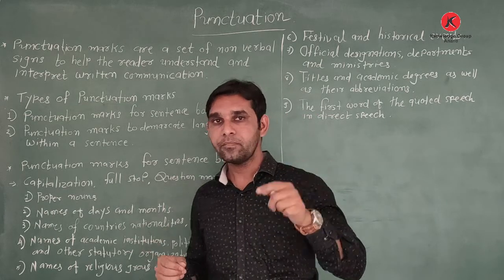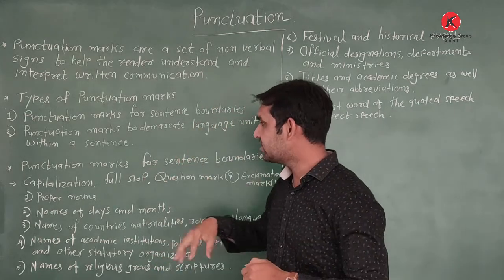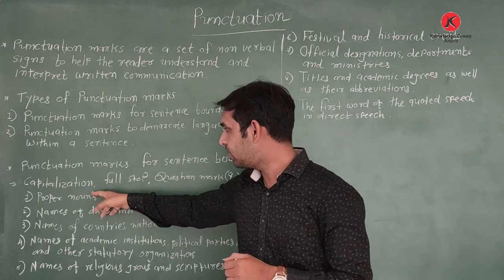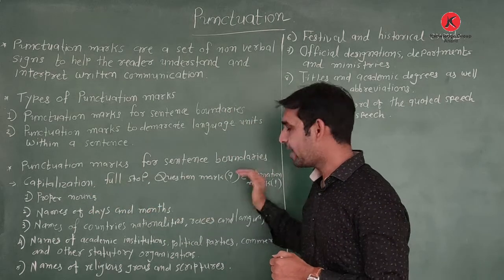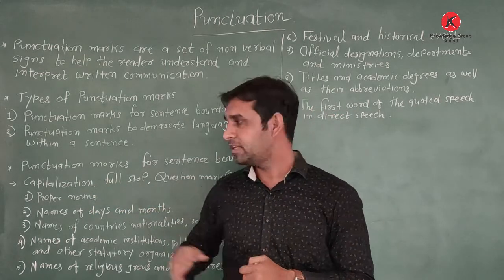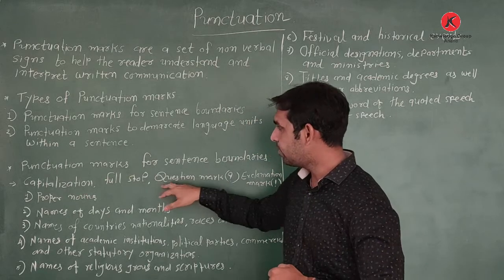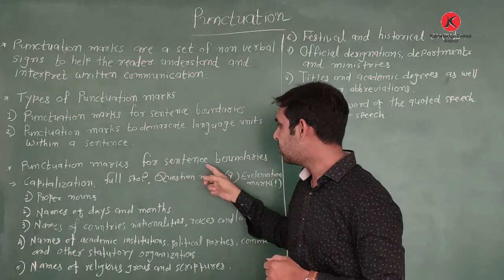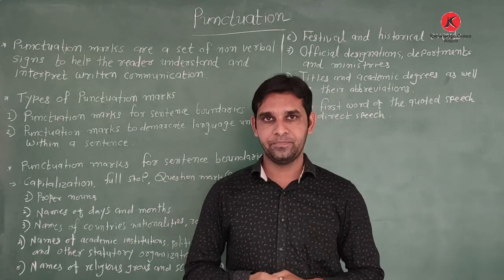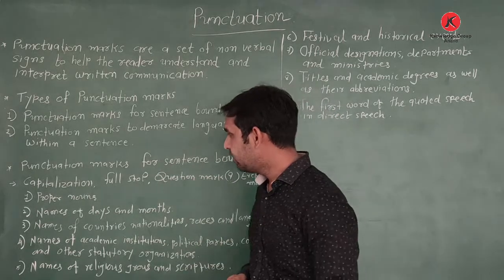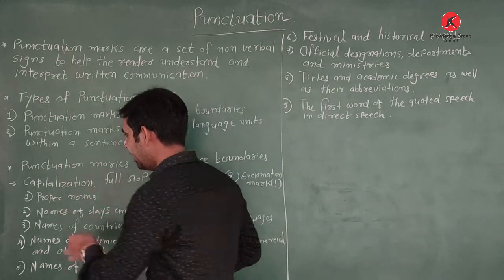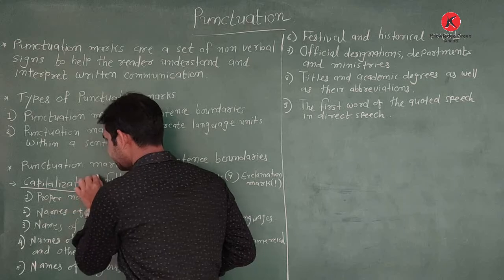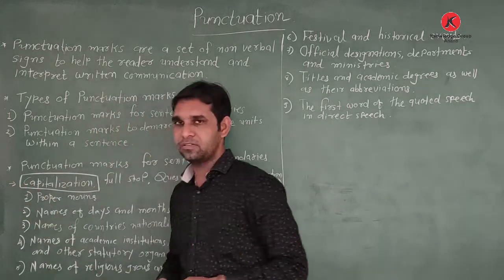We have punctuation marks such as capitalization, full stop, question mark, and exclamation mark. This type is what we call punctuation marks for sentence boundaries. So see here, I have already written it. Let's discuss the first one, capitalization.